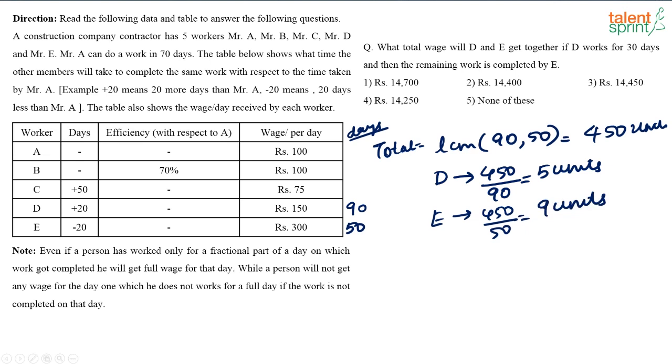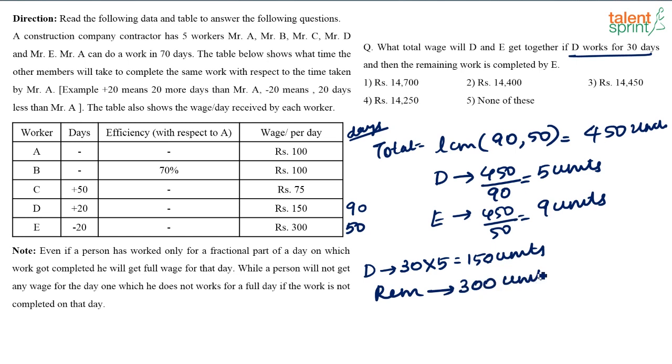Now what is happening? D is working for 30 days. So how many units of work is D finishing in 30 days? D in 30 days will do 30 into 5, that is 150 units of work. Now how many units is remaining? Out of 450 units, 150 units has been finished by D. So remaining I have 300 units of work to be completed, which is completed by E.